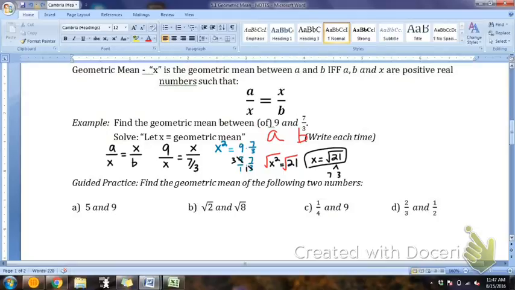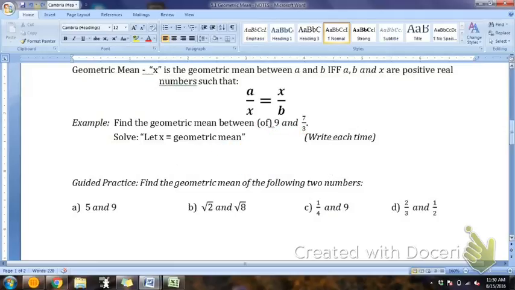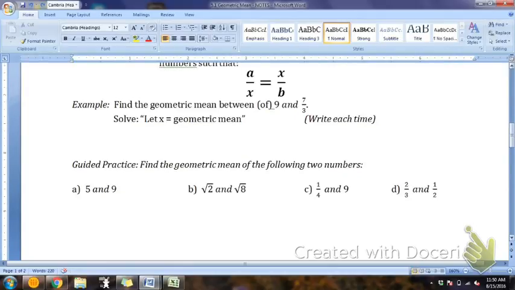Okay, so let's practice. If I want to practice the next two, I know that I can plug 5 and 9 in for my A and my B value. So let's go ahead and do that. Plug 5 and 9 in for A and B.